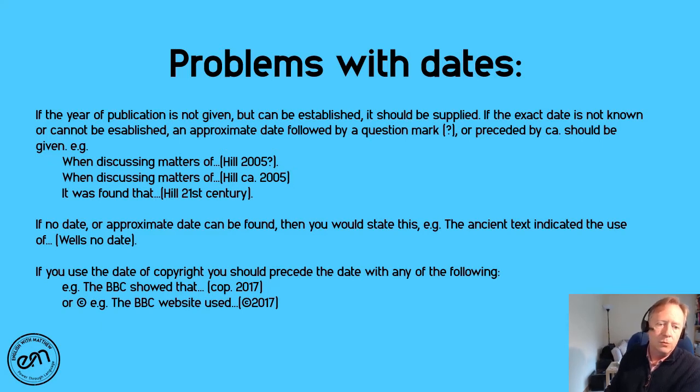So look at this first example. When discussing matters of something or other, says Hill in 2005, question mark. Maybe I read a news article that's saying that's when the report came out. Okay, I'll have a guess and say 2005, or I could say circa 2005, CA full stop. Or it was found that Hill, and I don't know, but I know it was the 21st century. That's pretty rare, but at least we can say it's not an ancient text. If there's no date or no approximate date, you really have no idea. You just say Wells, no date. So we're just being honest with the reader.